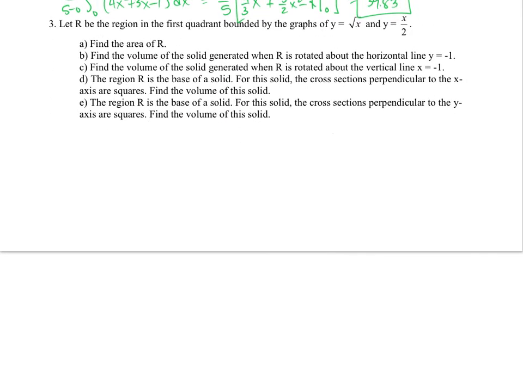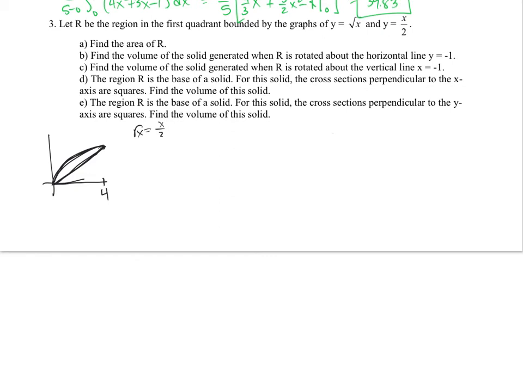Okay, so for this first one, we've got y equals square root of x. Looks like that. And y equals x over 2, so that's going to give me a line that looks like this. So I've got this kind of situation here, and these intersect. If you set the square root of x equal to x over 2, that's going to have to be at 4. You can kind of intuitively look at that and figure that part out. So we need to, in part A, find the area.